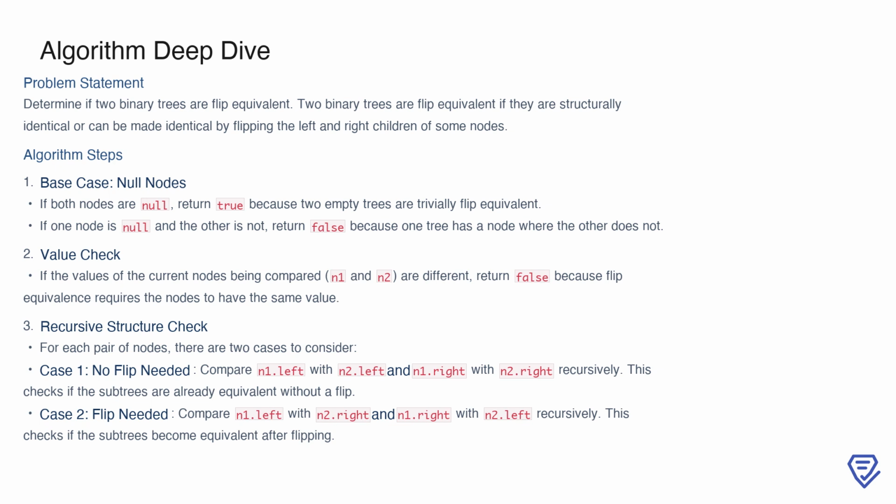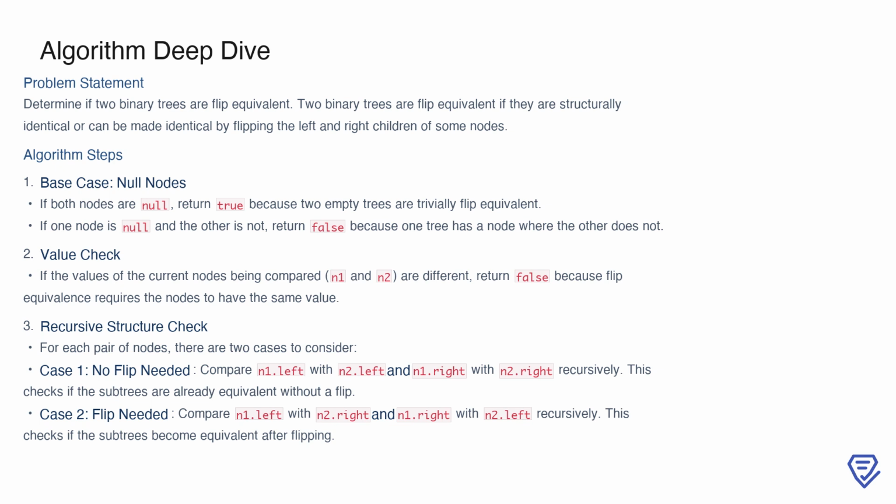However, if one node is null and the other is not, the trees cannot be equivalent, so we return false. Next, we compare the values of the current nodes. If the values differ, we return false since flip equivalence requires matching values. Finally, we handle the recursive structure check.